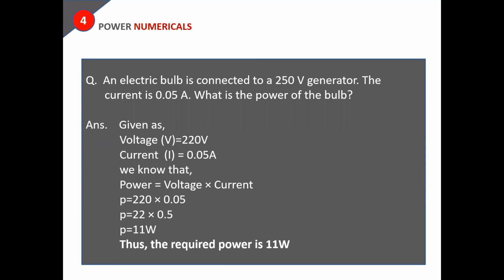An electric bulb is connected to a 250 volts generator. The current is 0.05 amperes. What is the power of the bulb? Here we have V and I, so we can use power = voltage into current. So P = 220 into 0.05, 22 into 0.5, which is 11 watts. Therefore, the required power to glow the bulb is 11 watts.